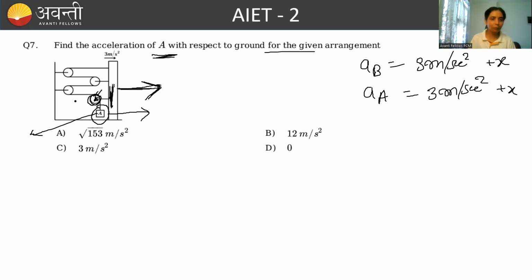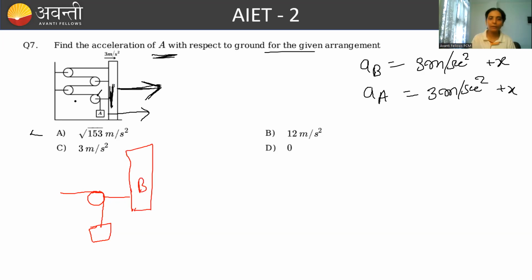Second thing, can A move in another direction also or not? You just need to see here now. In which direction can A go? If you see carefully, there is a pulley like this and block A is attached like this. This is connected to this bigger block B. And again, this block A can go up or down, right? Because it is hanging from a pulley. So it has a tendency to go upward or downward, in the plus Y or negative Y direction. Done.